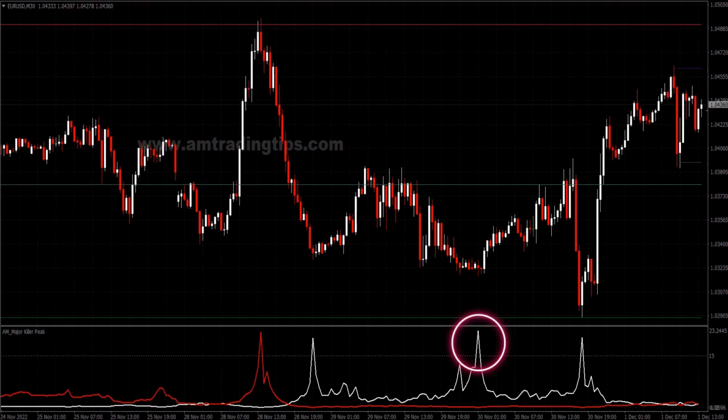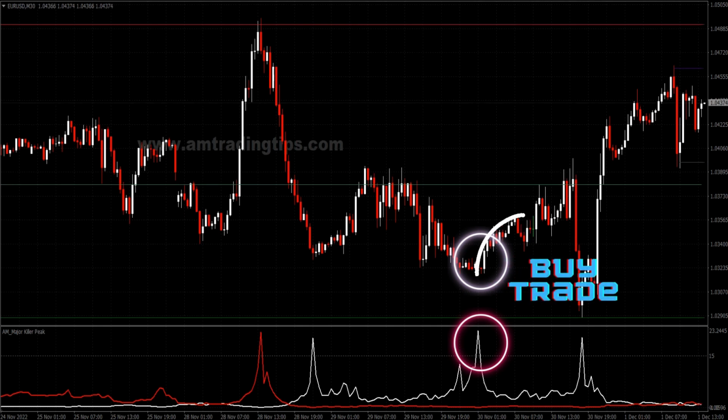Similarly, when the white line of the major peak indicator given below in the chart touches the uppermost line, the 25 level, then understand that here the bearish trend is at the major peak level, and trend reversal is possible from this level. And this would be a right opportunity to take a buy trade here.